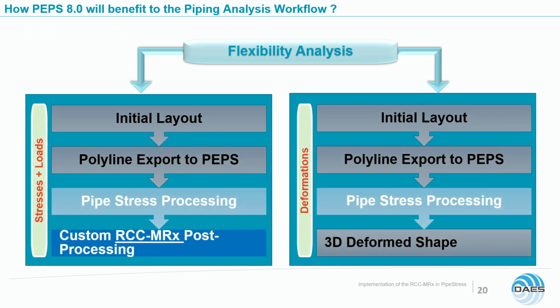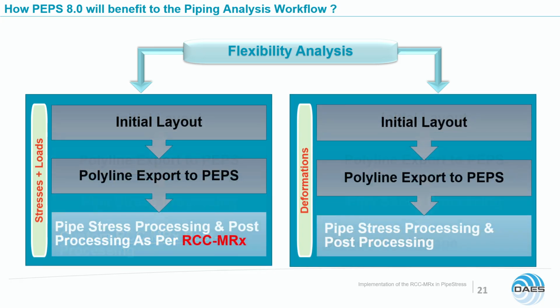So what you want to do is to remove this last step. We don't want this last step. So thanks to this new version, we are able to have a much shorter workflow. And you can already see that we have the initial layout, the polyline export, and then the processing and post-processing done at the same place by the same software according to the RCC-MRX. So this was a very good achievement.